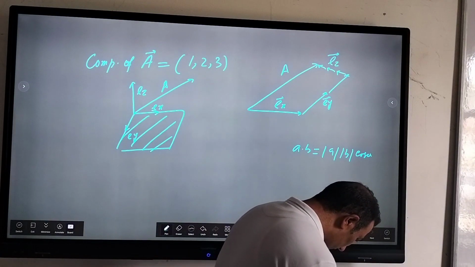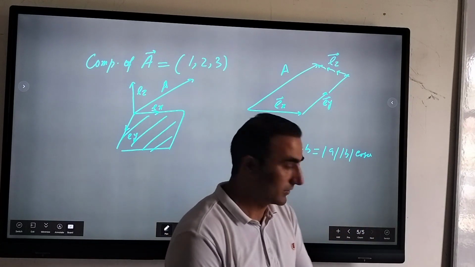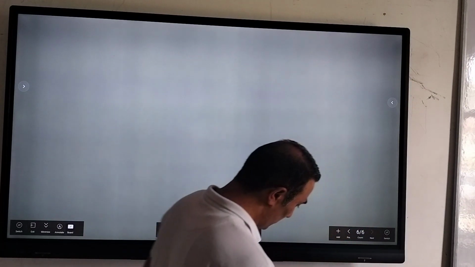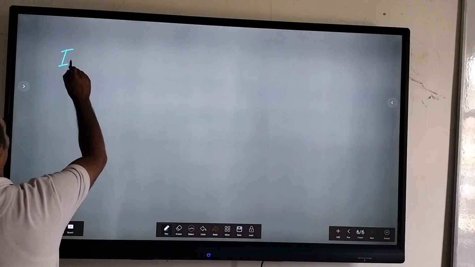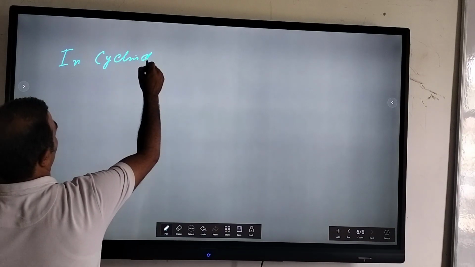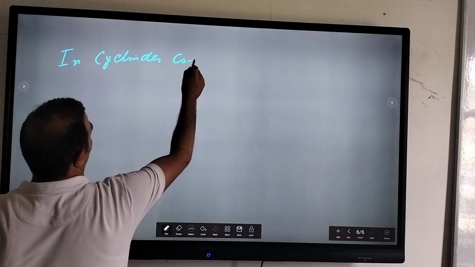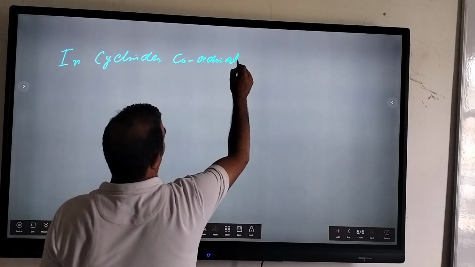Now, suppose we have different coordinate systems, right? If we use cylindrical coordinates, then let us define a vector A.